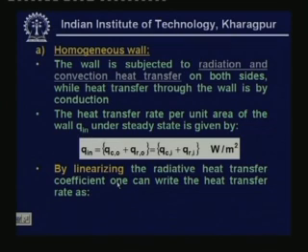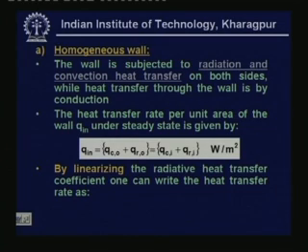Now, the heat transfer rate per unit area of the wall under steady state is given by Q_in is equal to Q_CO plus Q_RO, which is equal to Q_CI plus Q_RI. What is Q_CO? Q_CO is nothing but the convective heat transfer from the outdoor air to the outer surface of the wall, and Q_RO is the radiative heat transfer to the outer surface, and Q_CI is the convective heat transfer from the inner surface to the conditioned space, and Q_RI is the radiant heat transfer from the inner surface to the conditioned space.